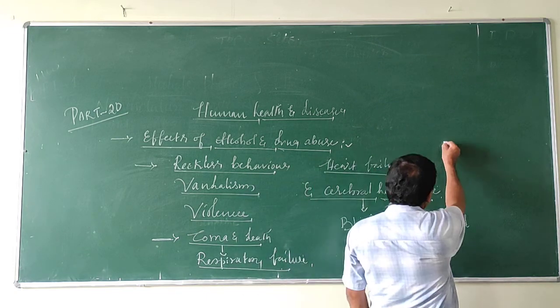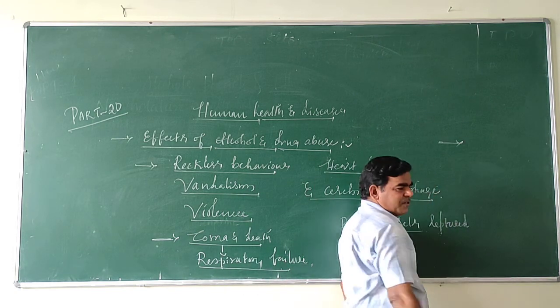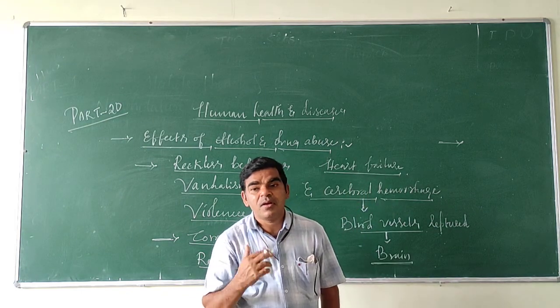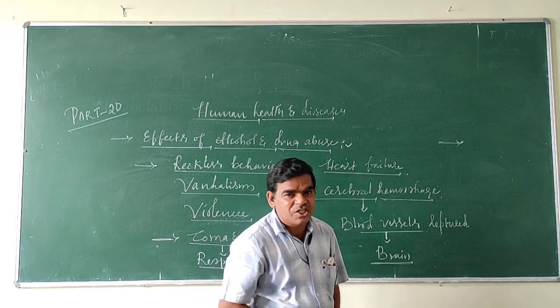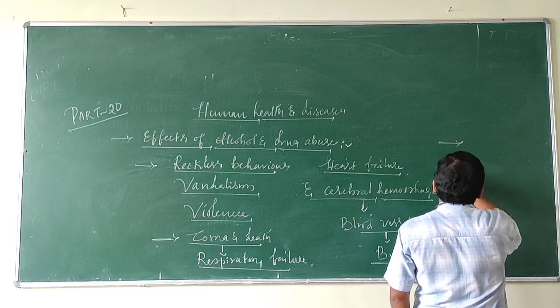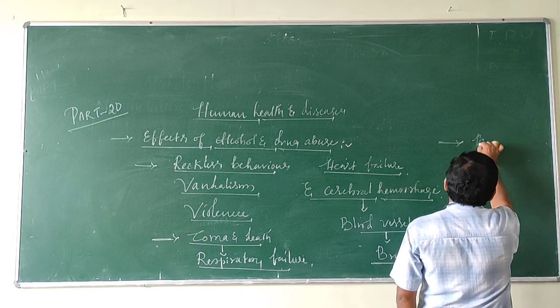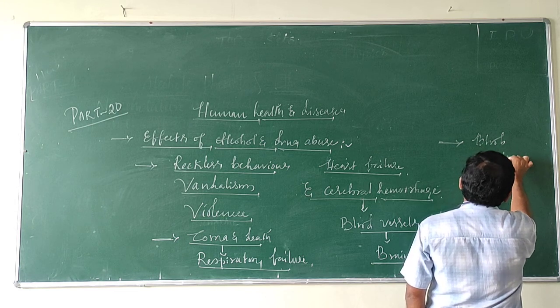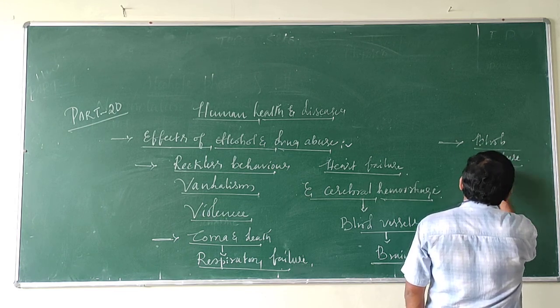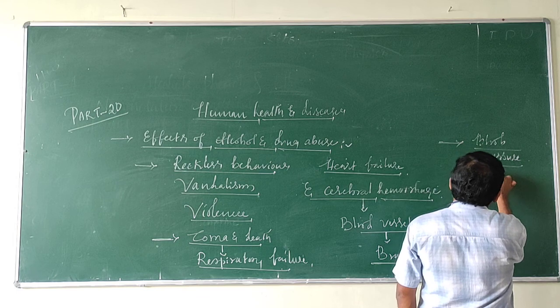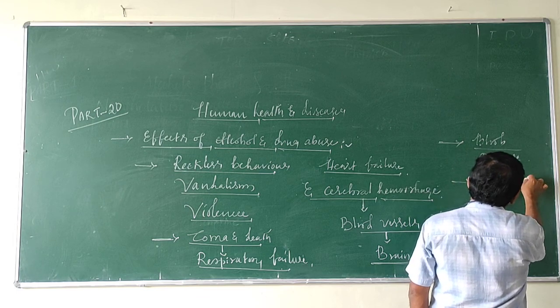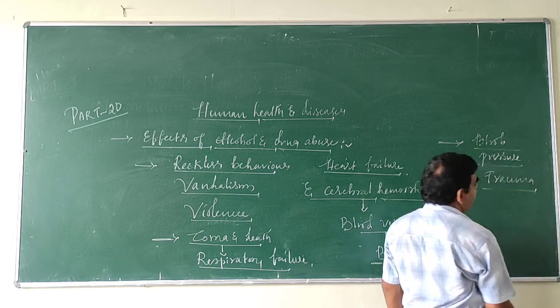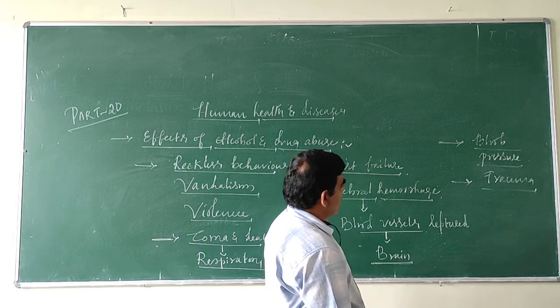The two important causes of cerebral hemorrhage are, first one, blood pressure. Second one, trauma. These are the two important causes of cerebral hemorrhage.